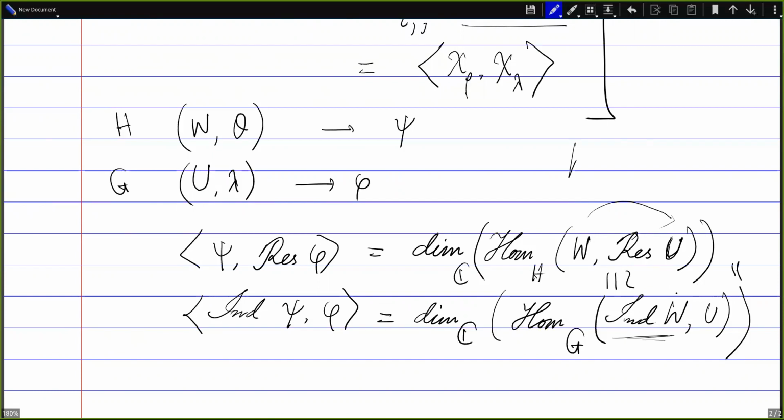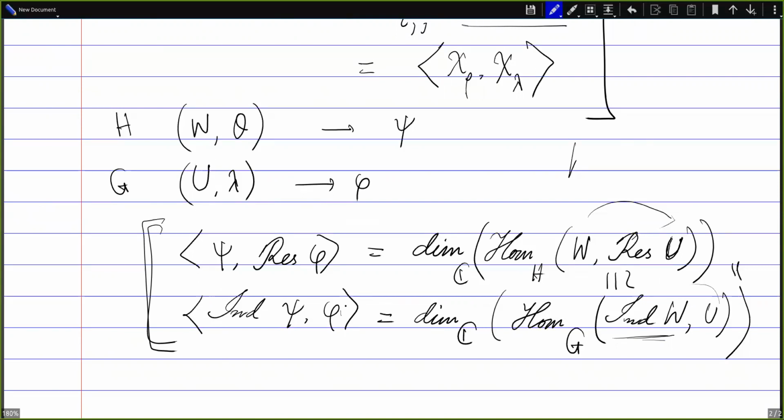In one of the earlier videos, we proved that every such f admits an extension, and then I left it to you as an exercise that this establishes an isomorphism. Assuming that exercise, we see that these two spaces are isomorphic, hence their dimensions are the same. So in particular, these two become the same when psi and phi are irreducible characters.